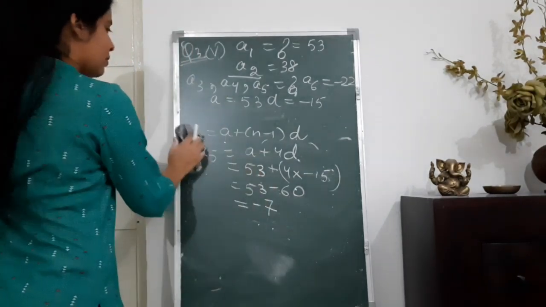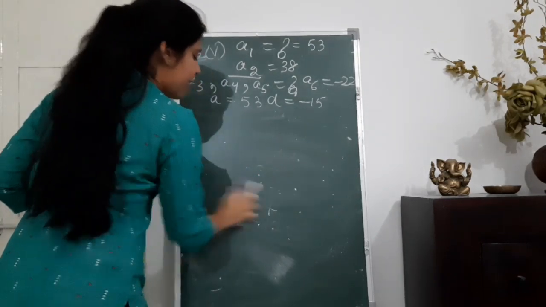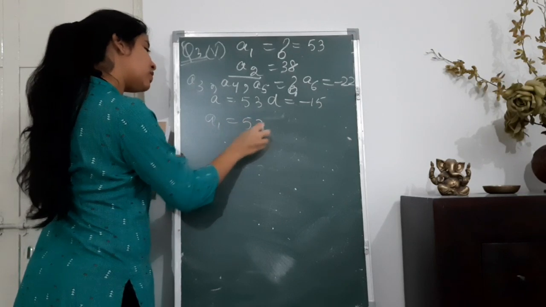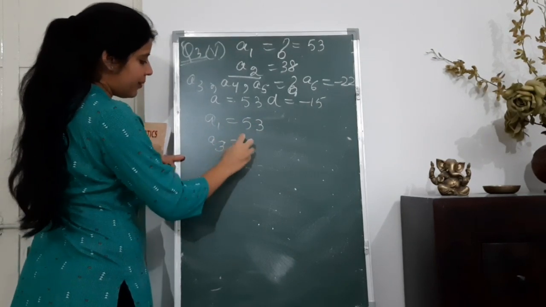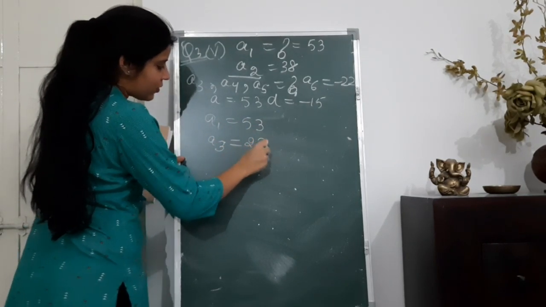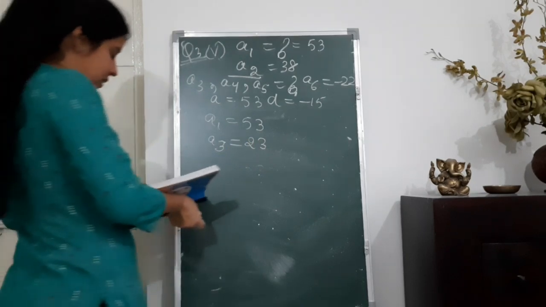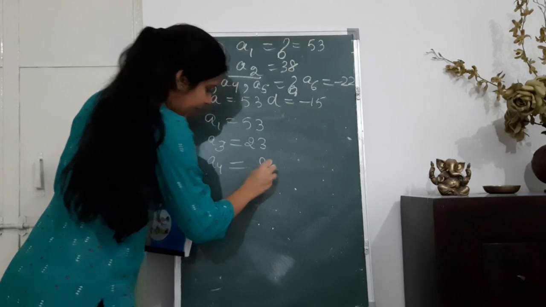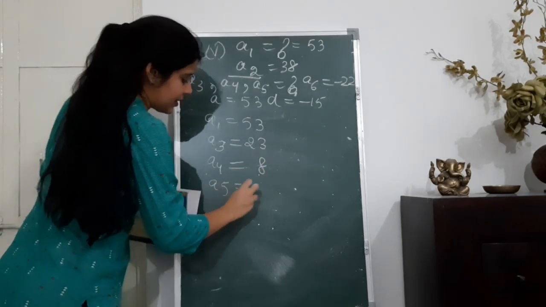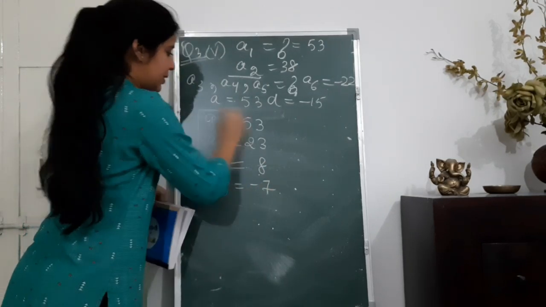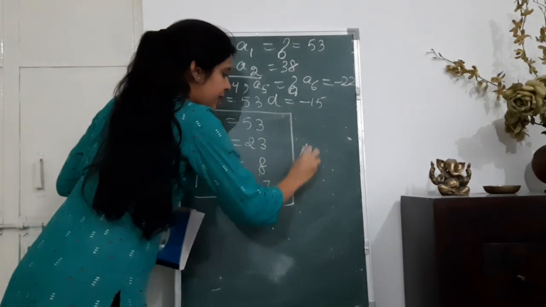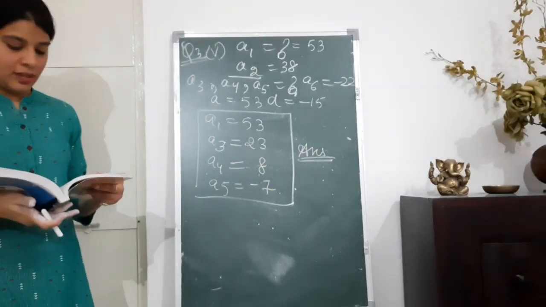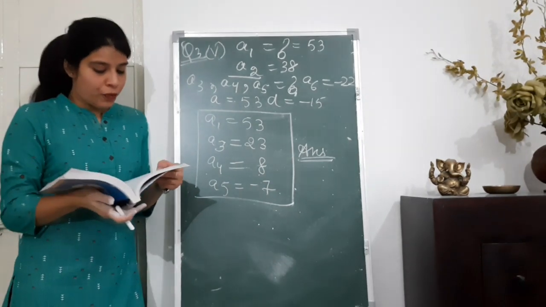So, what are the values which we have got here? A1 is 53, A3 is 23, A4 is 8 and A5 is minus 7. These are our answers for this question. Let's move to the fourth question.